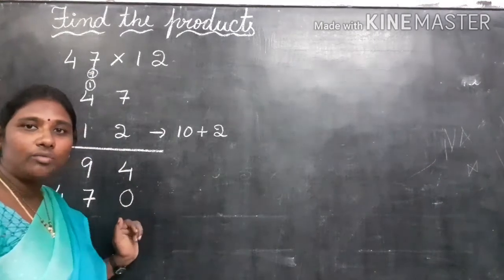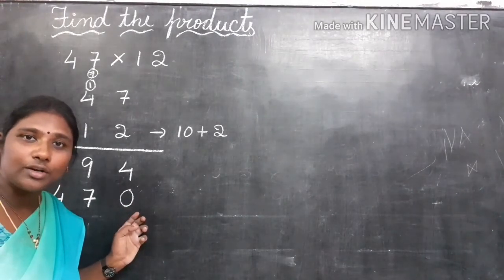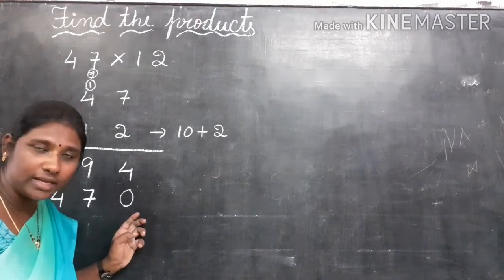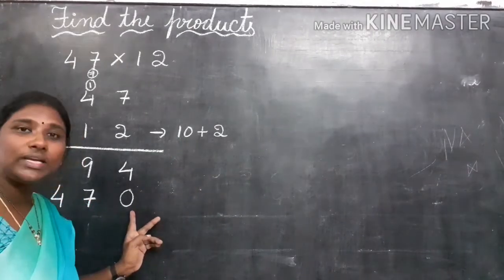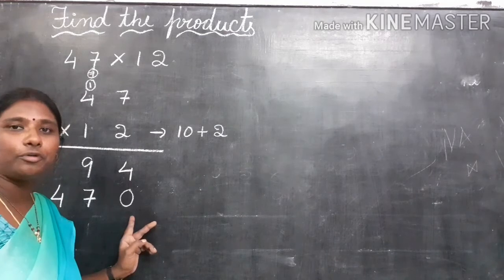Actually, what we are doing here is keeping 0. Why should we keep 0? Every time, one digit after. We keep 0 because we are multiplying with 10, so in this place we get 0. That's why we are keeping 0 here beforehand.